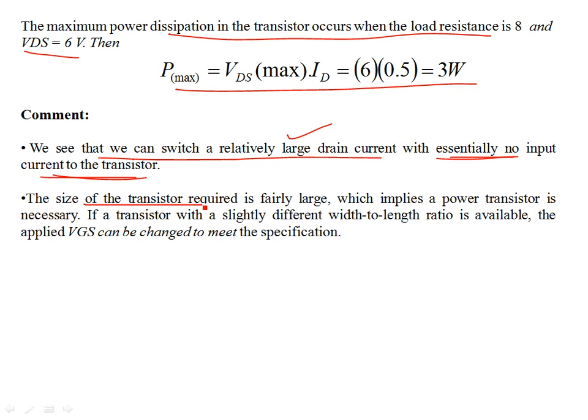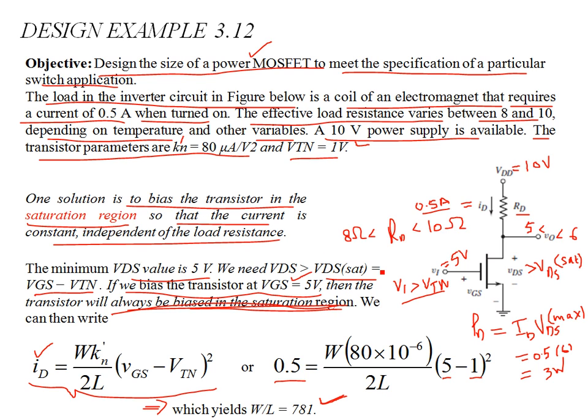And again, the size of the transistor required is fairly large, which implies a power transistor is necessary. If a transistor with a slightly different width to length ratio is available, then the applied VGS can be changed to meet the specifications. When you change your VGS, the input voltage, your output voltage changes. Due to the change in VDS, your power is going to change, so you have to adjust for that.